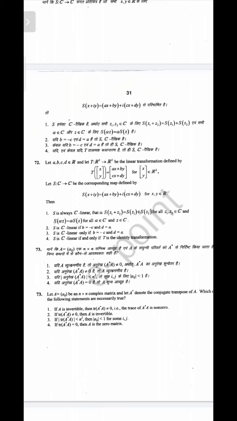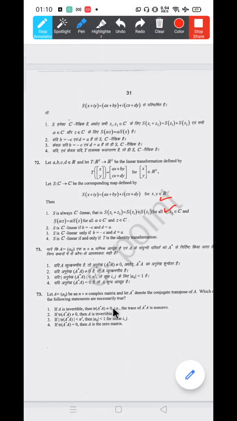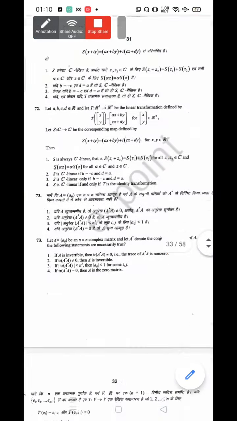This is not true. If trace of first one seems okay. If trace of mod of trace of A star A is less than n square, then each A is okay. I think this is true. So I will go with the option 1, 3 and 4. Okay, let us go to the next one.